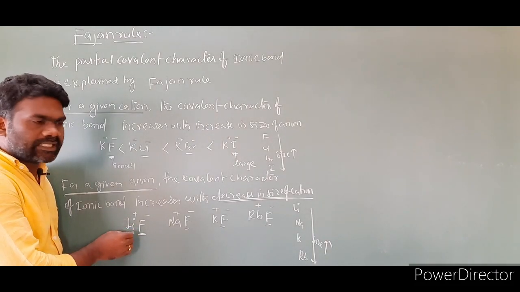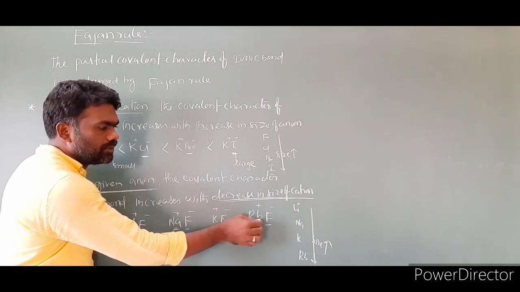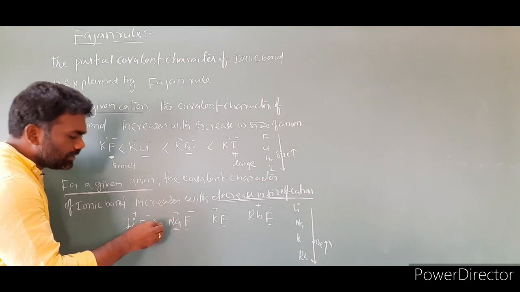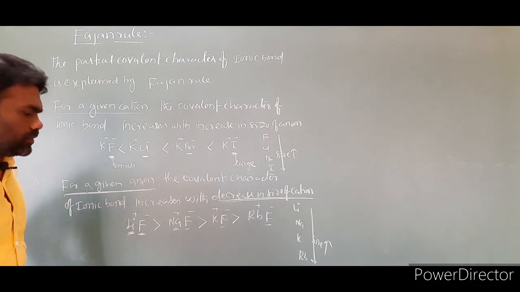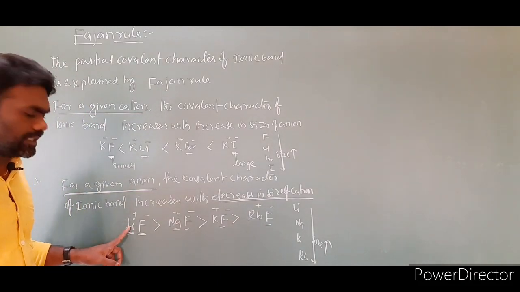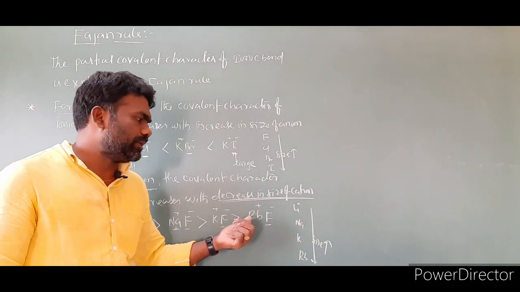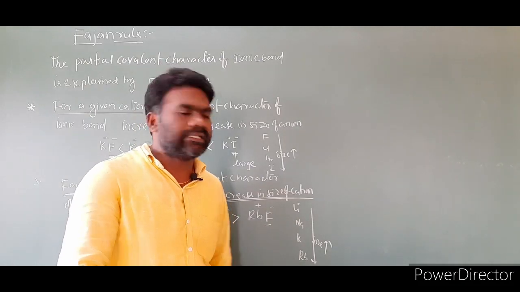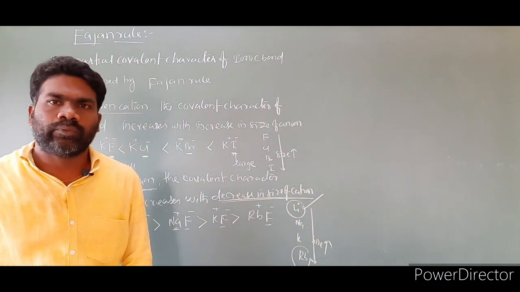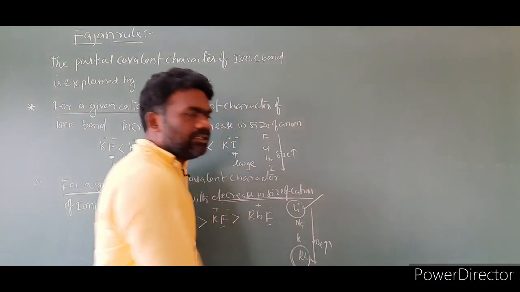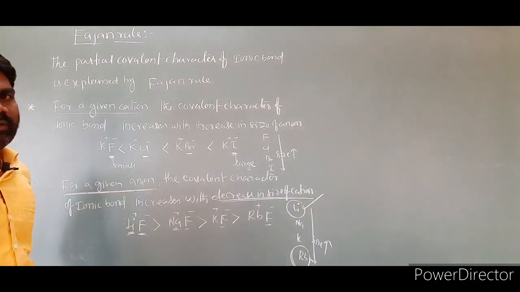So Li is small in size compared to Na, Na is small compared to K, K is small compared to rubidium. Then the order is LiF is greater than NaF is greater than KF is greater than RbF. Because top to bottom sizes increase, Li is the small size, rubidium is the large size. The smaller the size, the more covalent character, and the larger the size, the less covalent character for a given anion. So this is rule number 2.